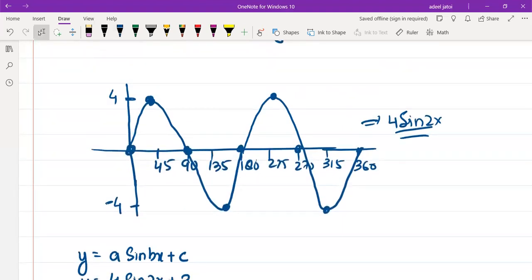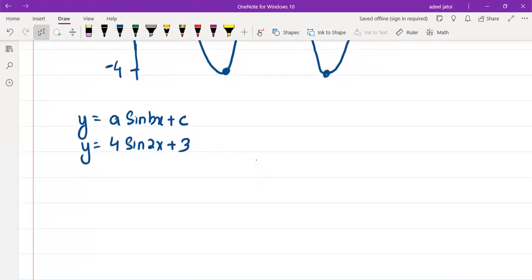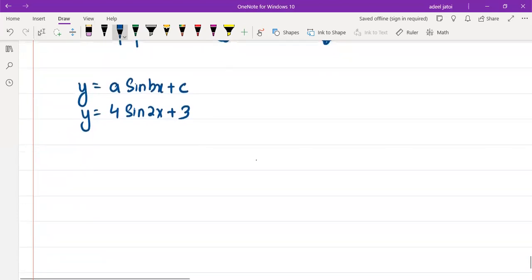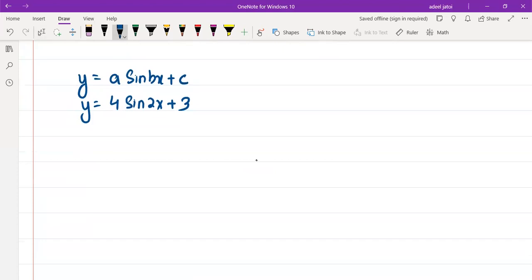I included y shift in the same question because I had 4 sine 2x earlier. We created the graph. But now I am trying to make sure that we understand the concept of y shift. Your graph was 4 sine 2x plus 3. Your maximum value used to be what? 1. Normally the maximum value of sine and cos is 1. So can I say y is equal to 4? 1 comes in the place of sine 2x, but plus 3 is there. So that means now your maximum value has shifted to what?